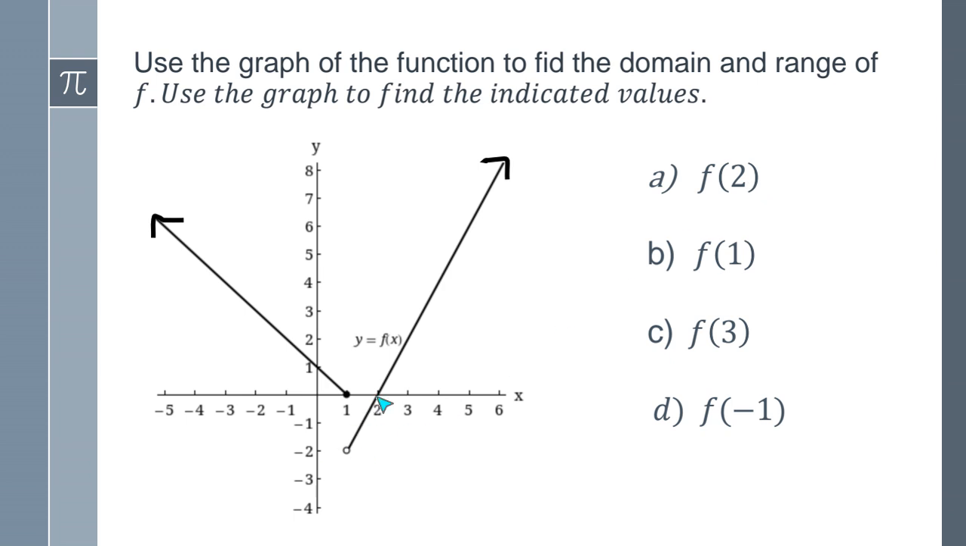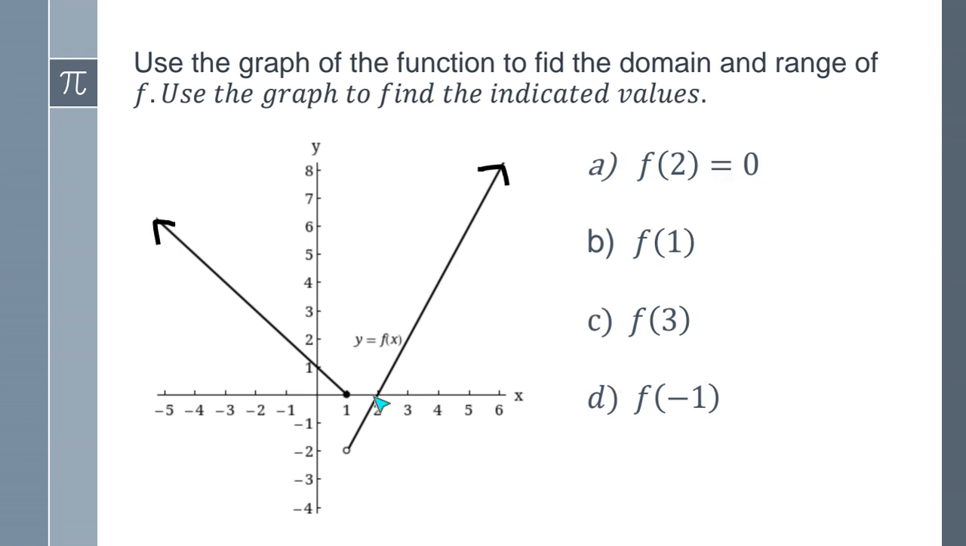F of 2 is right here. So at f of 2, what is my y value? Well, my y value is just 0, which is right here. And then f of 1 is either 0 or negative 2, but we know it's going to be 0 because that's where the closed dot is, right? So f of 1 is 0. And then f of 3, if we go up, we get to 2. And then f of negative 1, if we go up, we get to 2 as well.